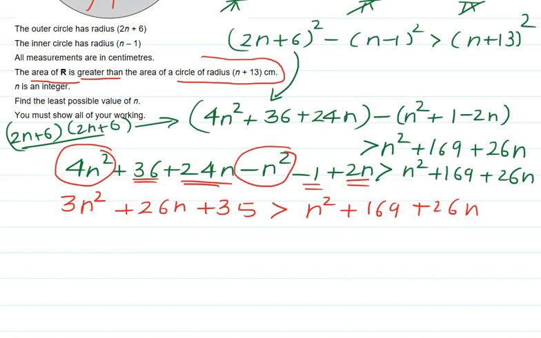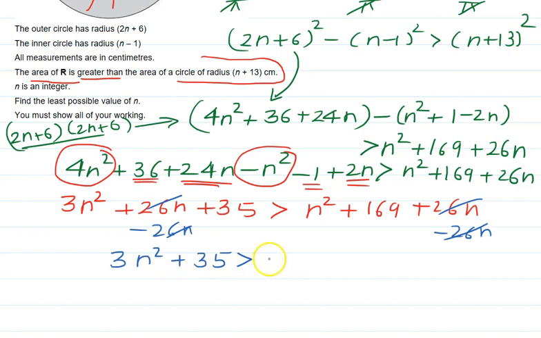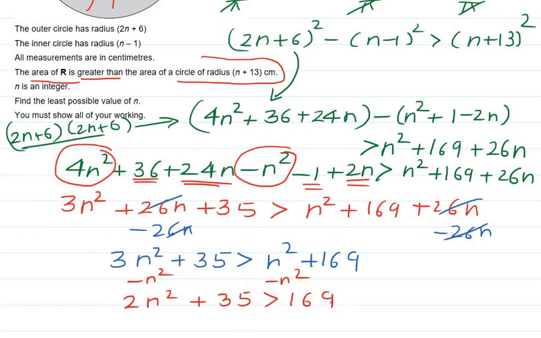If you do minus 26n both sides, then this will be cancelled out. So we are left with 3n squared plus 35 greater than n squared plus 169. If we do minus n squared both sides, we are left with 2n squared plus 35 greater than 169. Now if we do minus 35 both sides.